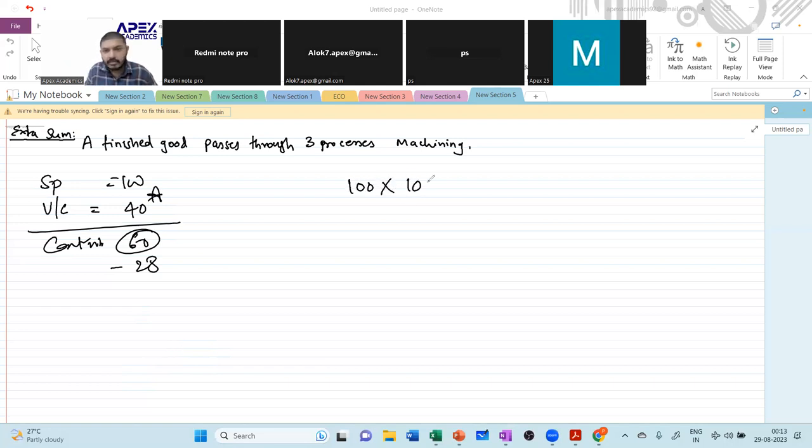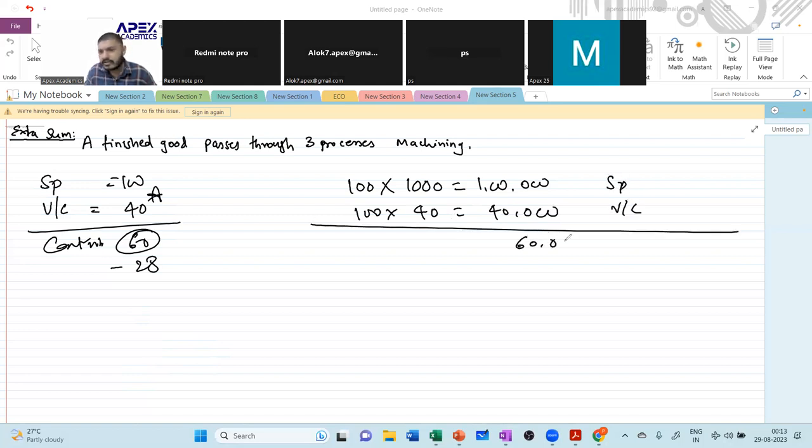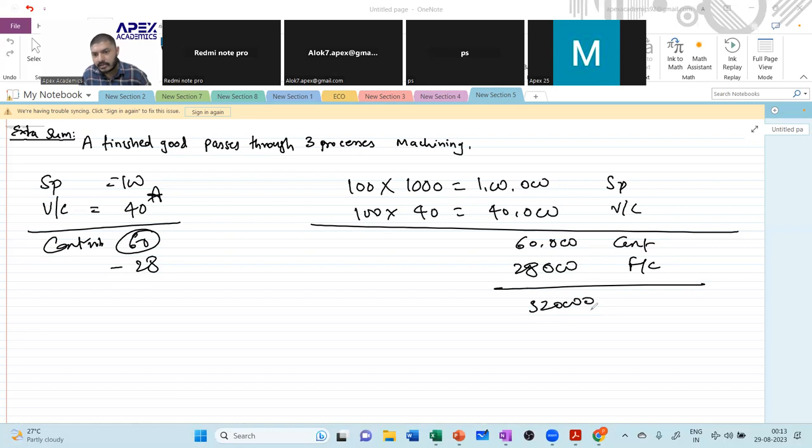100 multiplied by 1,000. How much? 1 lakh. Pay attention, okay? 100 multiplied by 40. How much? 40,000. Yes or no? Yes, sir. What is this? Contribution. What will I get out of this? Fixed cost. Sir, why are you taking only additional fixed cost? Whether you do this or you don't, that old fixed cost is old fixed cost. It is not relevant. What did I get? 32,000. Got it? Yes, sir.